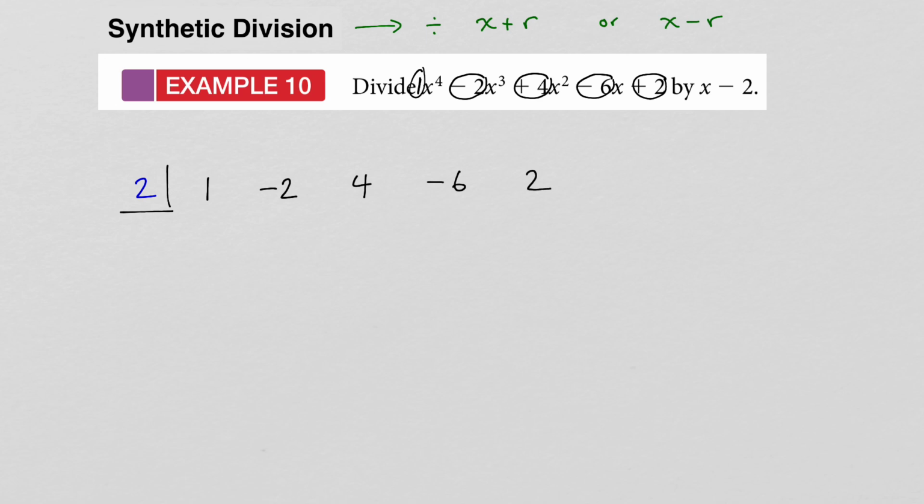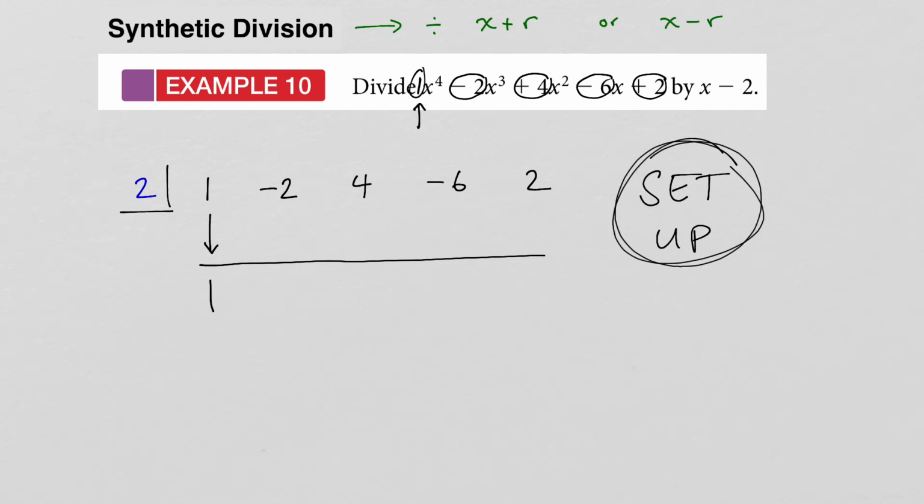And the beauty here is I don't have to put down the variables, just the coefficients. Now here's how the process works. The first coefficient, the leading coefficient, this one here, is just going to come down. And this is the setup. Okay? Now for the procedure.